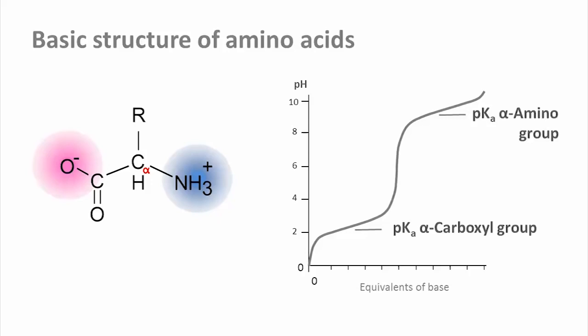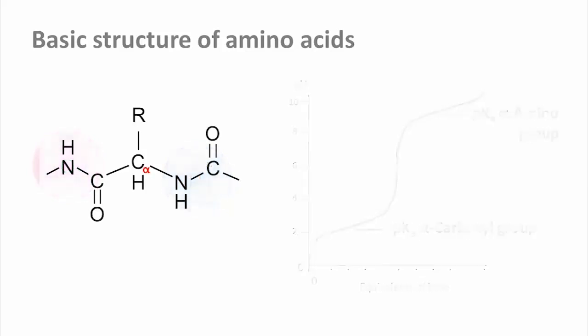Similarly, the pK values of the alpha amino groups are all between 9 and 10.5. However, it is important to remember that these are no longer free carboxyl or amino groups when the amino acid is part of a protein chain.